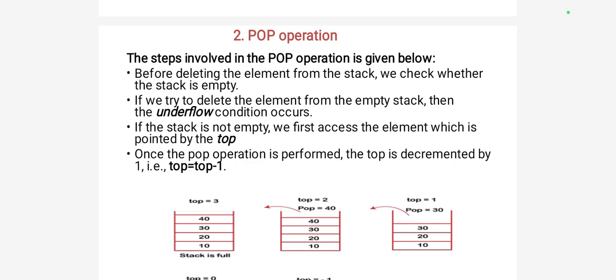If the stack is not empty, we first access the element which is pointed to by the top. Once the pop operation is performed, then top is decremented by 1, which is top is equal to top minus 1. At the time of deletion, at the time of pop operation, the topmost element is assigned to a temporary variable, for example x, and then top is decremented by 1. At the time of insertion, we increment the top by 1. At the time of performing the pop operation, we decrement the top by 1.